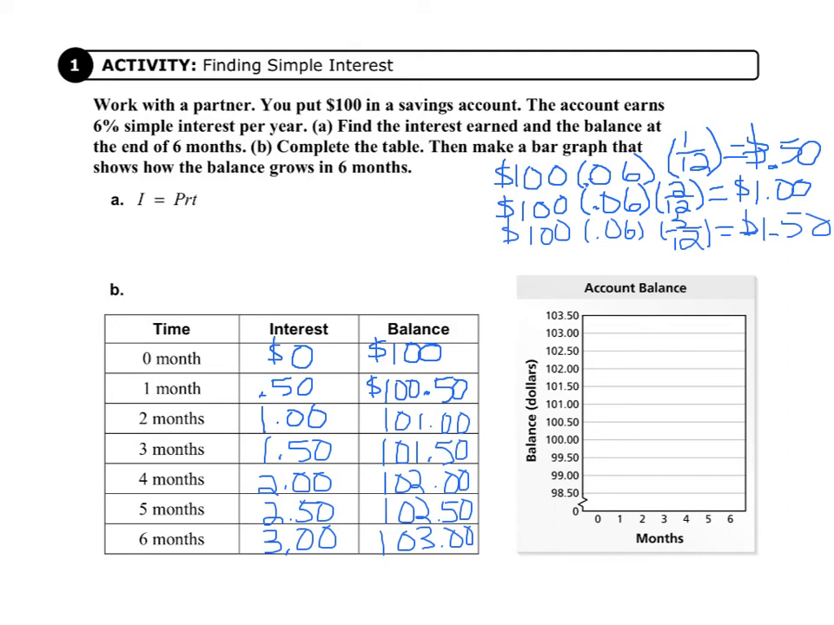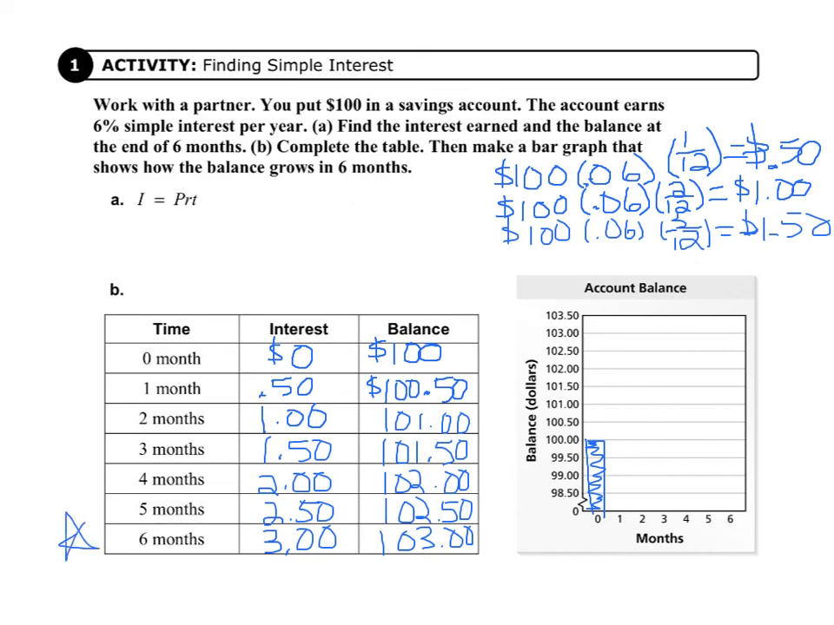So then we want to go ahead and start graphing. So we started at 0 months with $100. So this is a bar graph. So you need to make nice, neat bars. And we need to go back to letter A, and we need to answer the question. It was find the interest earned and the balance at the end of 6 months. So that answer is right here.